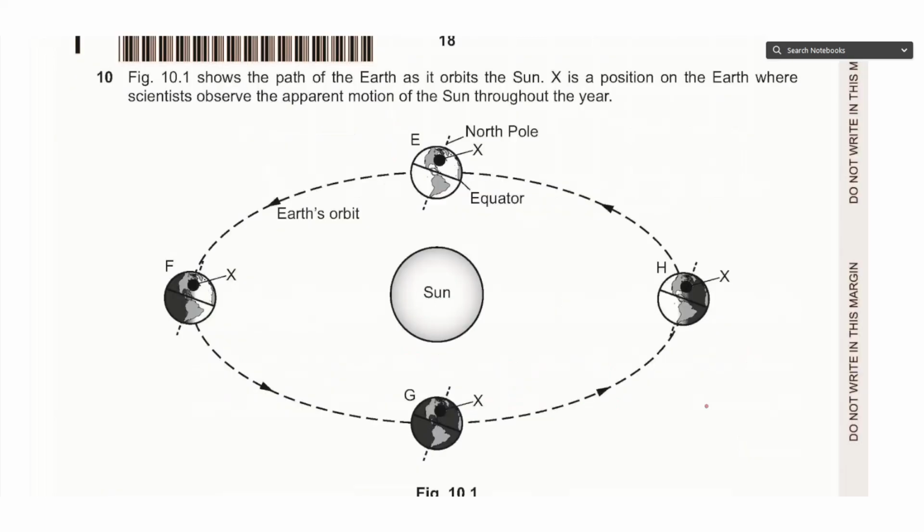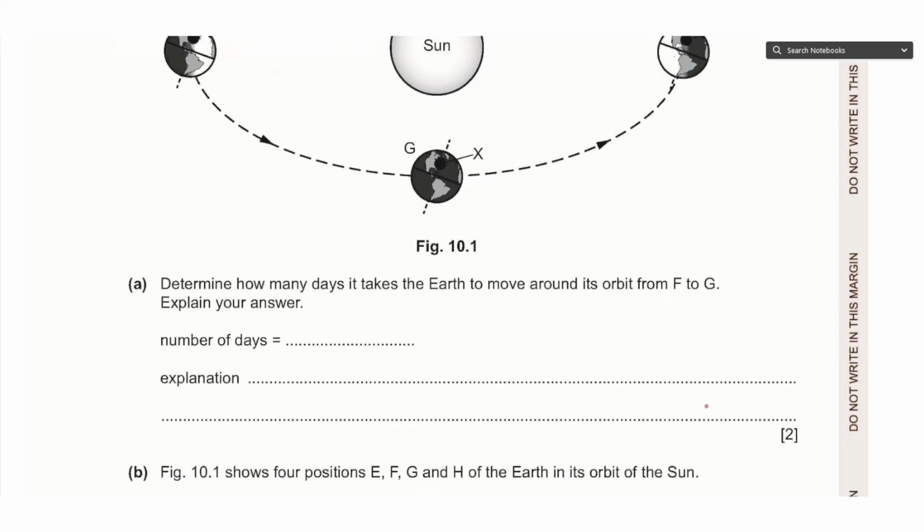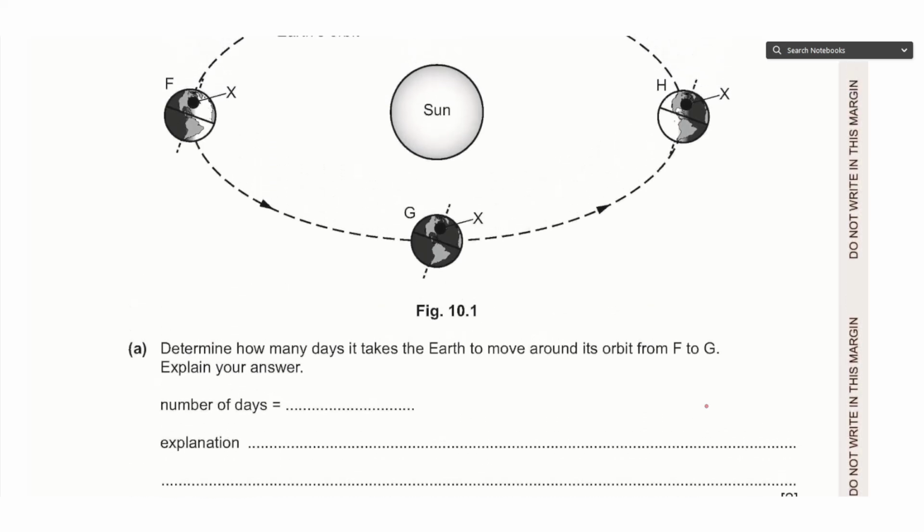Question 10 says figure 10.1 shows the path of the Earth as it orbits the Sun. X is the position on the Earth where scientists observe the apparent motion of the Sun throughout the year. Determine how many days it takes the Earth to move around its orbit from F to G. So F to G, that is a quarter of a cycle. So we divide 365 days by 4. That gives an approximate value of 91.3 days. And the explanation here is that it is a quarter of a full year, which is the orbit around the Sun.